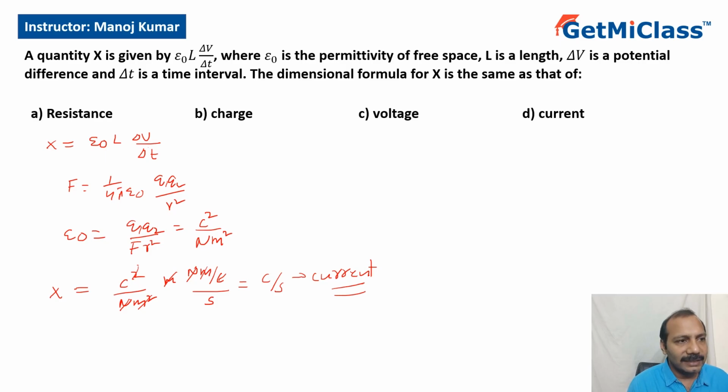So once again, what we have done is we have written down the units of all the quantities. I didn't try to get into dimensions because if I get into dimensions, the solution will become lengthy. So I got coulomb per second, and we know that coulomb per second is current. So the answer for this question is D, correct.